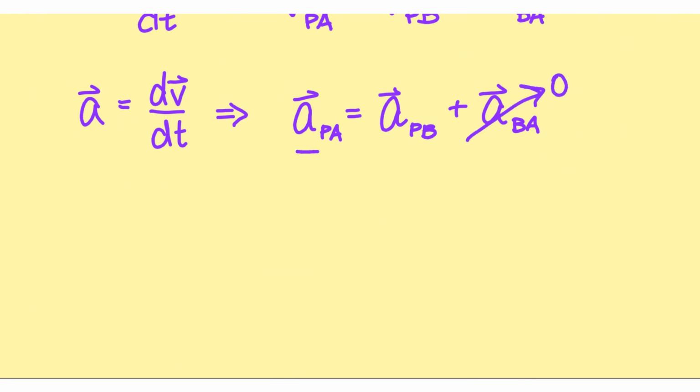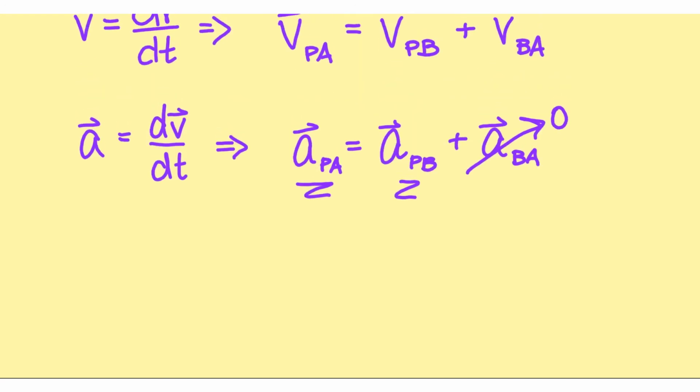Therefore, the acceleration of my object is the exact same regardless of which reference frame I'm looking in. That's really important. When you're dealing with relative motion, we're always dealing with reference frames that are moving at constant velocities, so the acceleration is going to be the same there.